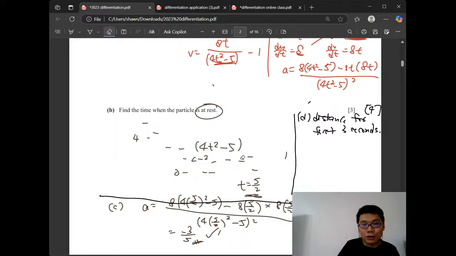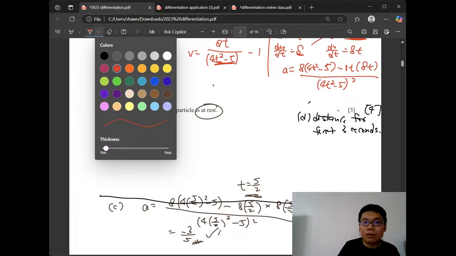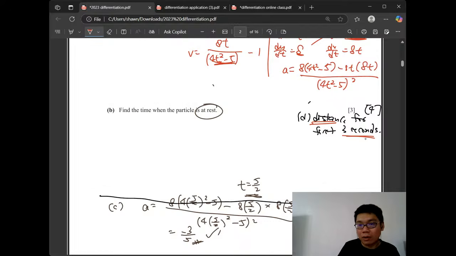This is the additional question. If you join this session, then we have this extra practice about the distance, because if they don't ask for distance, this question is just too easy, right? If they ask for distance for the first 3 seconds, remember, we need to check whether they have a change of direction. Just now, we already know it is at rest when time is 5/2, which means 2.5. I will upload later. So if the time is 2.5, at rest means they change direction at this point.